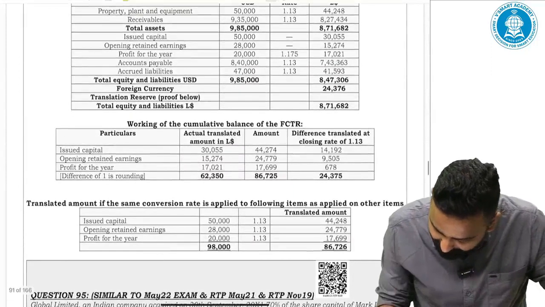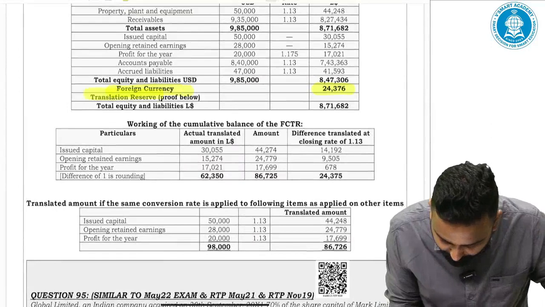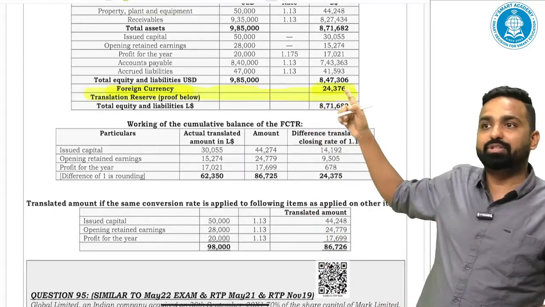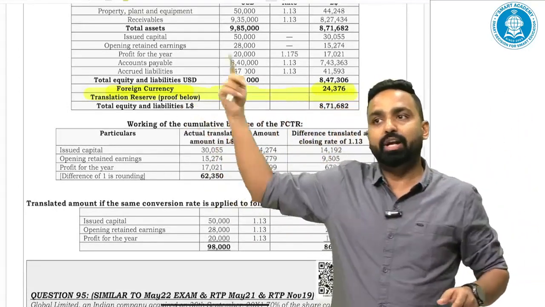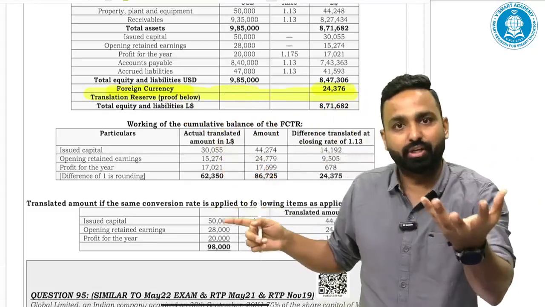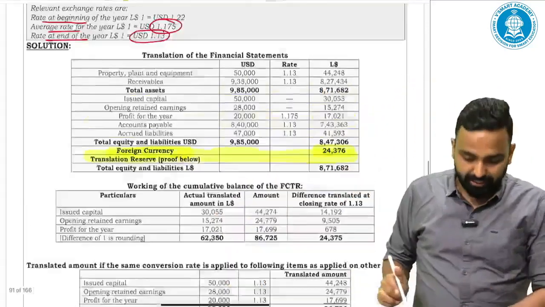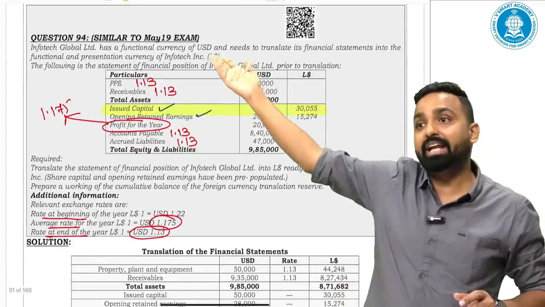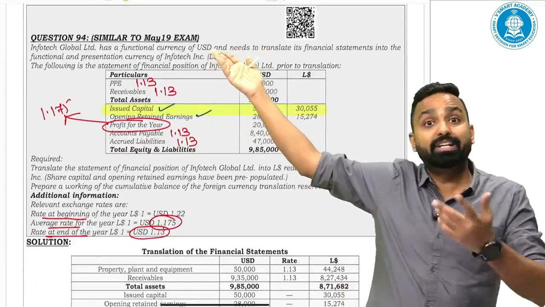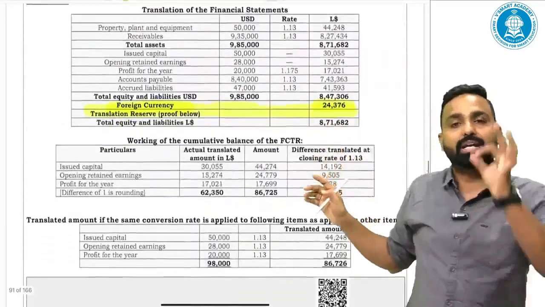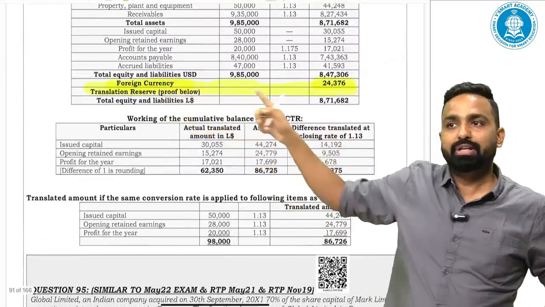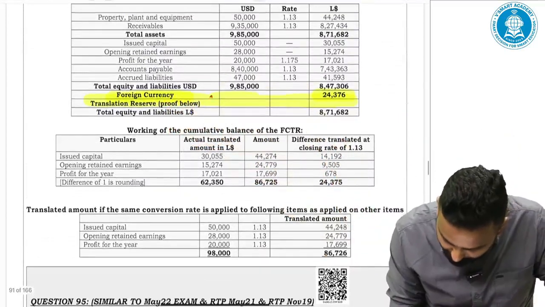See, you will get the exchange difference, 24,000. Whatever the exchange difference you will get, you will transfer it to foreign currency translation reserve, matlab OCI. You have to transfer it to OCI. In this question, they are not telling us about the percentage of holding, 80%, 90%. So, we'll assume that NCI is zero, the entire difference to be transferred to OCI.